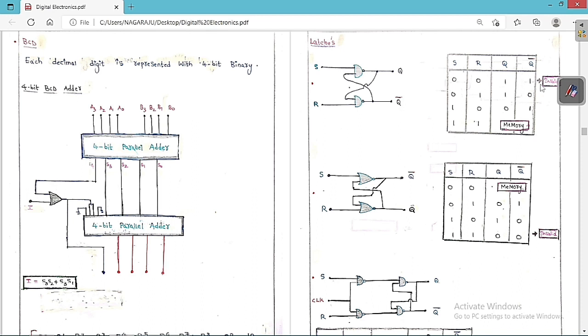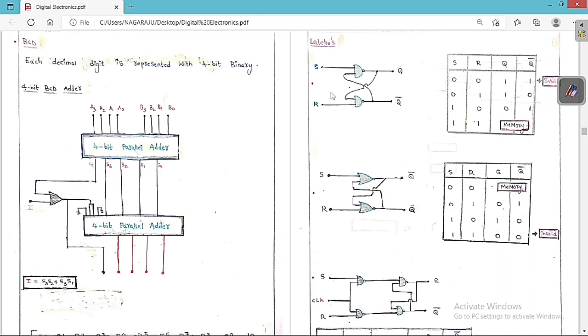So this is called the invalid state, because we always want Q and Q bar to be complement of each other, but they are the same here. This is the reason we are not considering this input. It is called the invalid state. Basically we want Q and Q bar to be complement of each other, but here we got the same results, so we are not going to take this one.